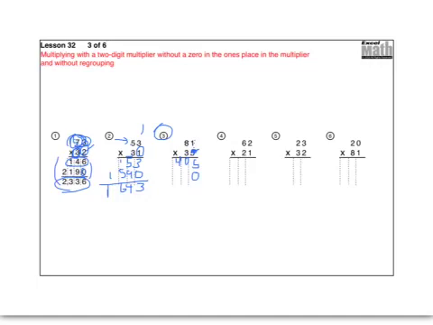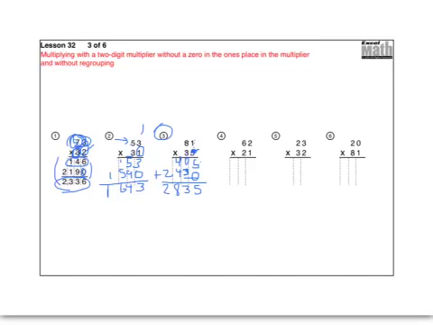1 times 3, or 1 times 30, is 30. You can see that number right here, 30. And then 8 times 3 is 24. And then we're going to add together our two answers here, 405 plus 2,430. 5 plus 0 is 5, 3 plus 0 is 3, 4 plus 4 is 8, and 2 plus nothing is 2. If you got the wrong answer, erase it, fix it, and learn from your mistakes.